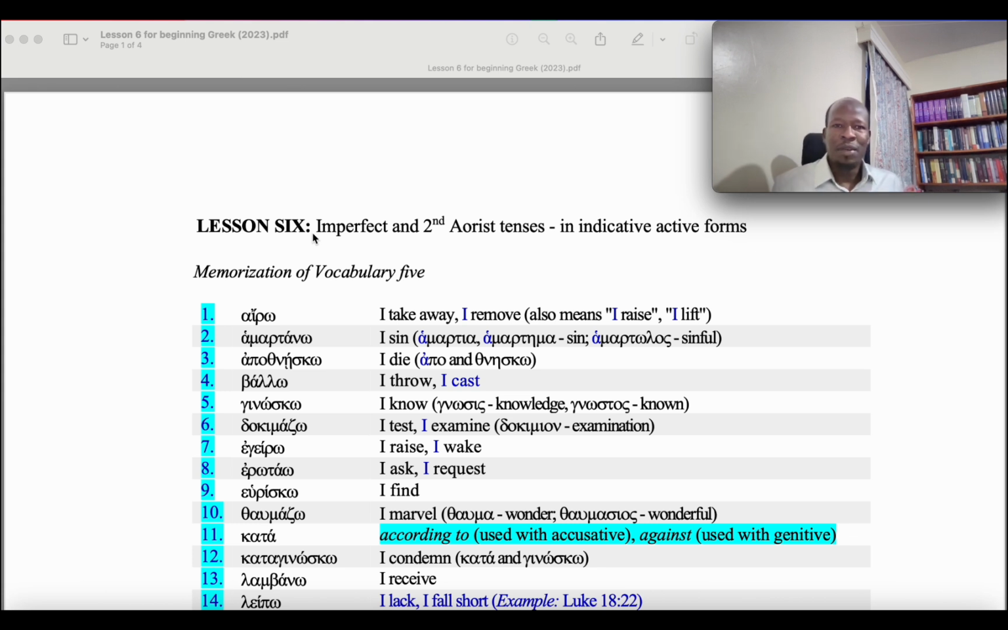Today I am presenting to you the beginning Greek lesson 6, which is based on the material prepared by one of the Greek professors at Africa International University, Professor Samuel Ngewa. Of course, it is co-authored by his former student, but now a senior lecturer here at Africa International University, Dr. Nathan Joshua.